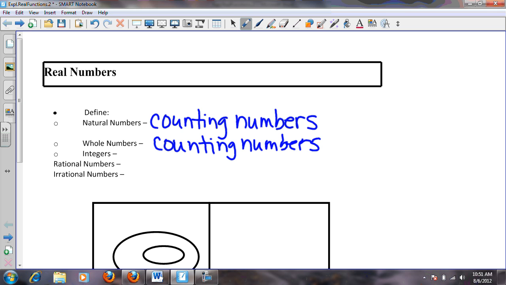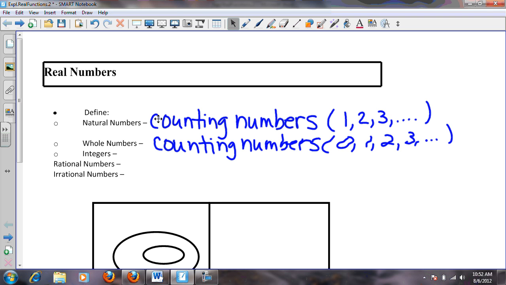There are mathematicians out there who will say that natural numbers are 1, 2, 3, and so on, where whole numbers will include 0 in that sequence of numbers. There is no set guideline as to whether natural numbers include 0 or not. There's still debates out there. But as far as your book is concerned, your book considers counting numbers as numbers 1, 2, and so on, and whole numbers including 0.